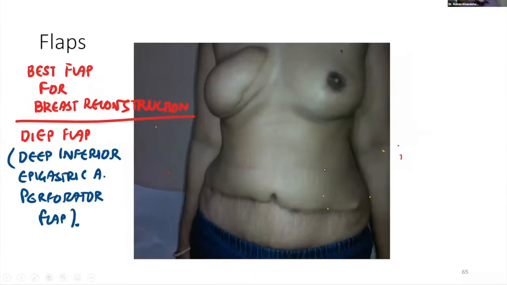But the questions which have been asked, the best flap for breast reconstruction is the DIEP flap. This was again a patient of mine where we did a DIEP flap. This question has also been asked in the exam. DIEP flap is deep inferior epigastric artery perforator flap. That is the best flap for breast reconstruction.